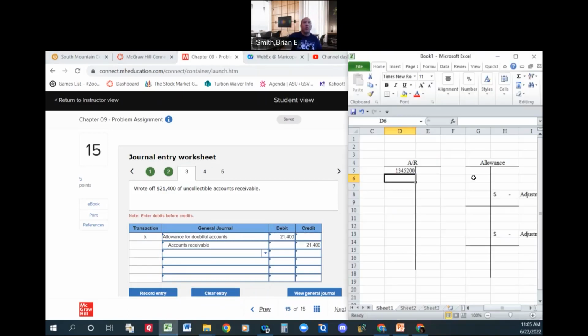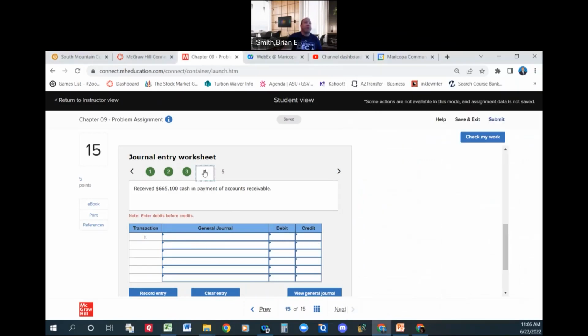Well, in this scenario, we don't have anything in our allowance for doubtful accounts. So we're starting off with a debit here of this $21,400. No big deal. It's just what we did. But we also wrote off our accounts receivable here. So let's go ahead and put that as a credit.